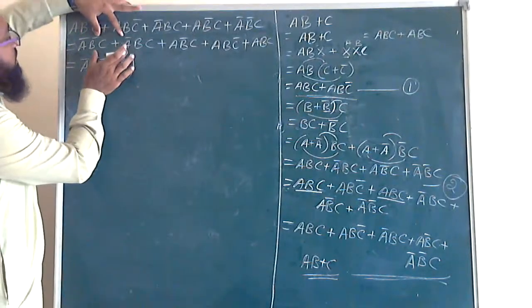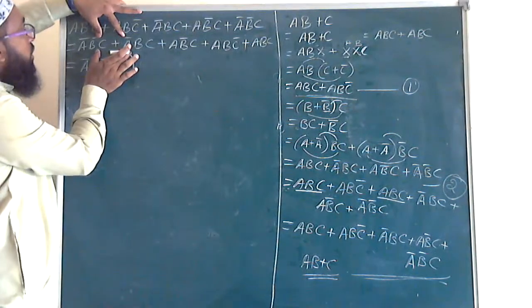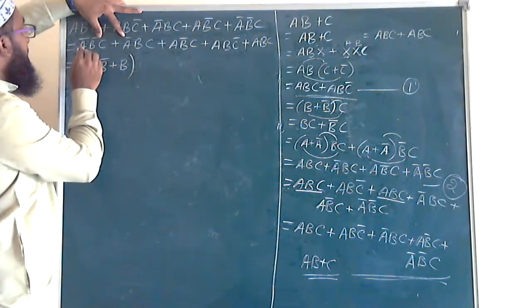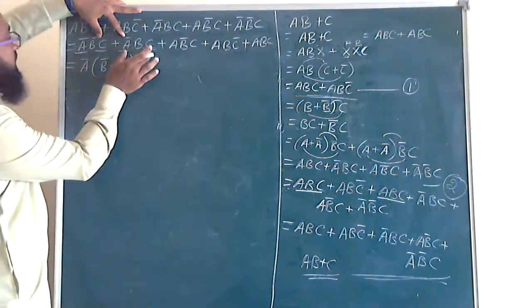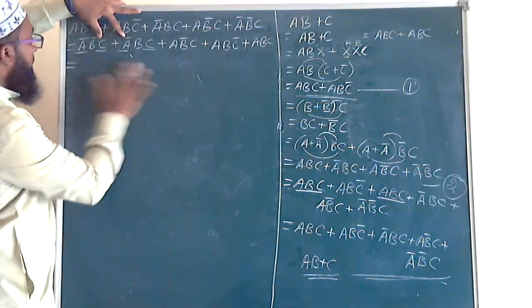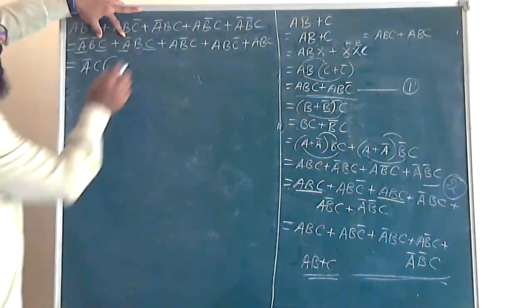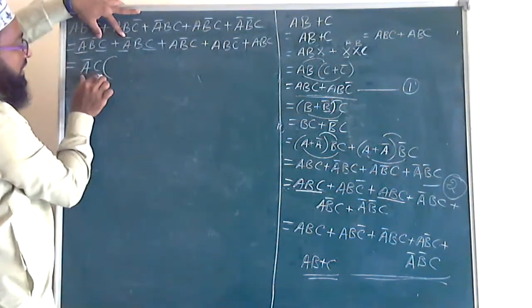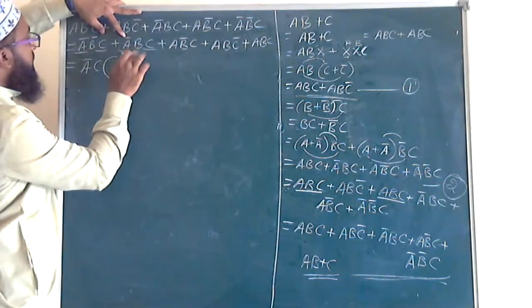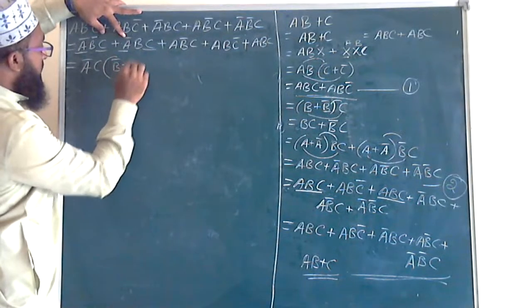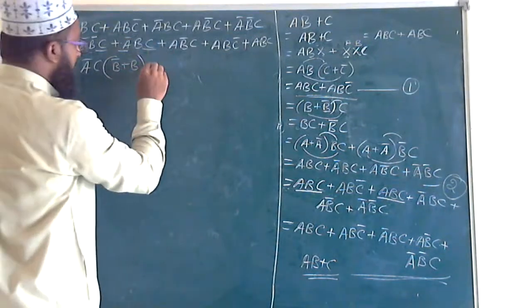We have to check every two terms whether any common thing is present. So here common thing is present. A bar C is common. So write down this A bar C. Then what are the things left? Here B bar is left and B is left. So write down B bar plus B. Write down plus as it is.